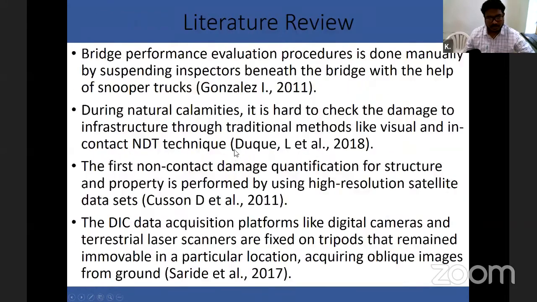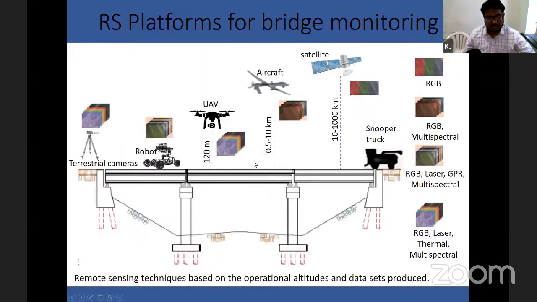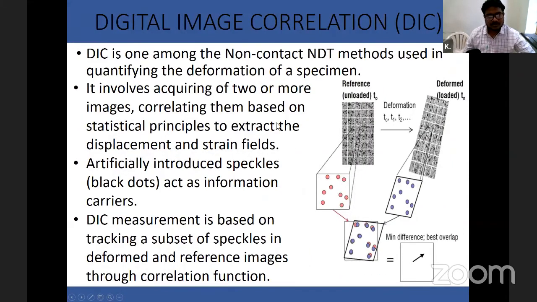Robots can produce similar data sets. By UAV? UAV can even check the bridge decks beneath. So, coming to the image correlation, what is image correlation?